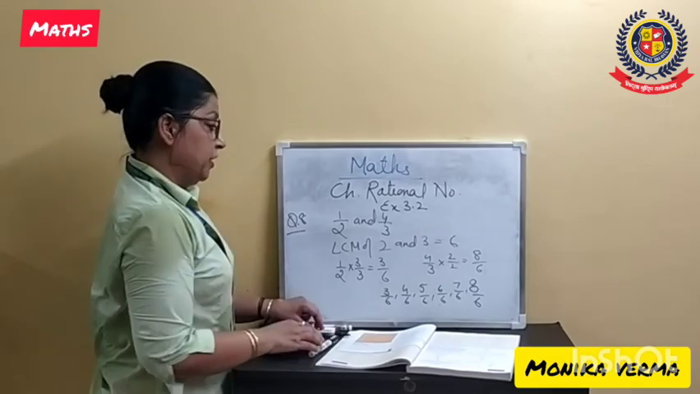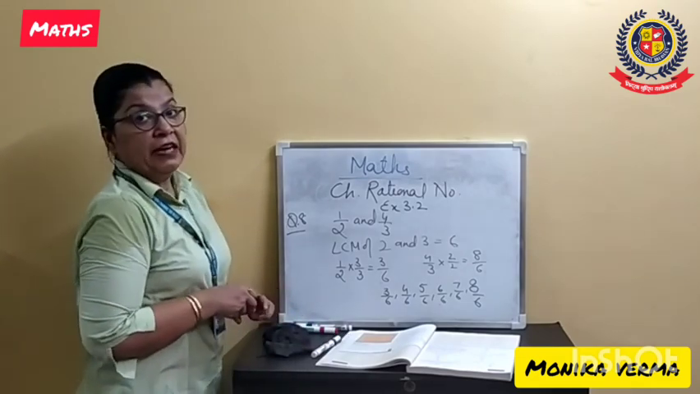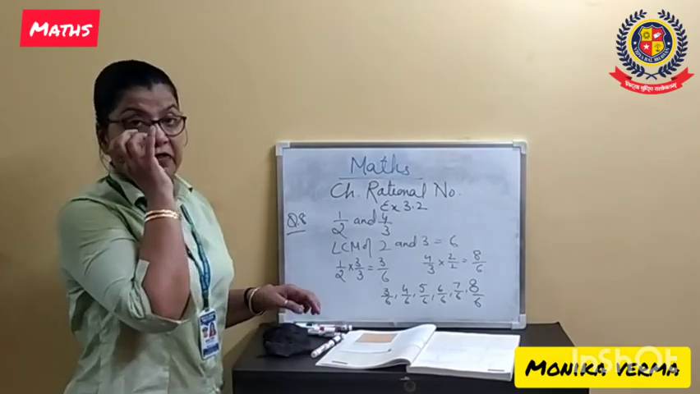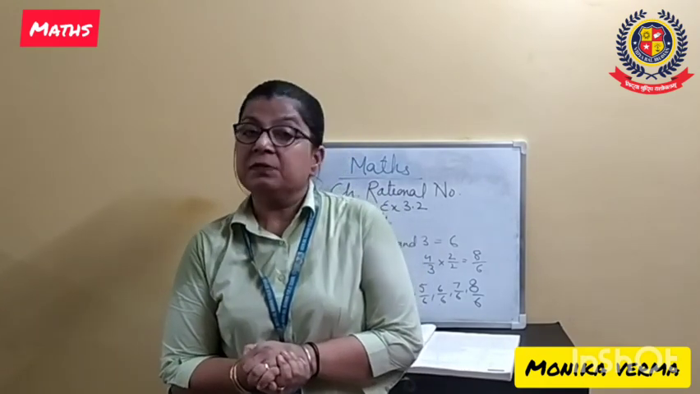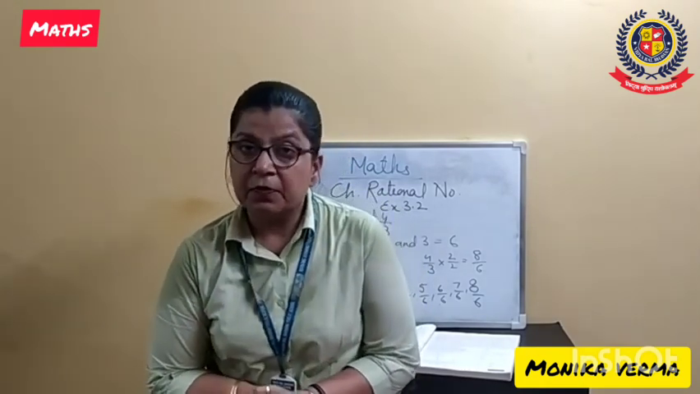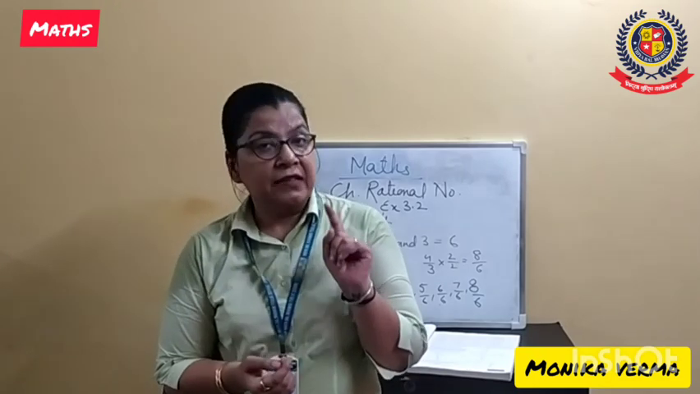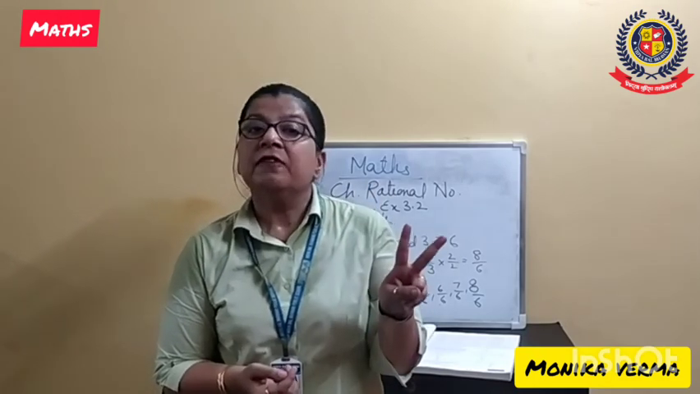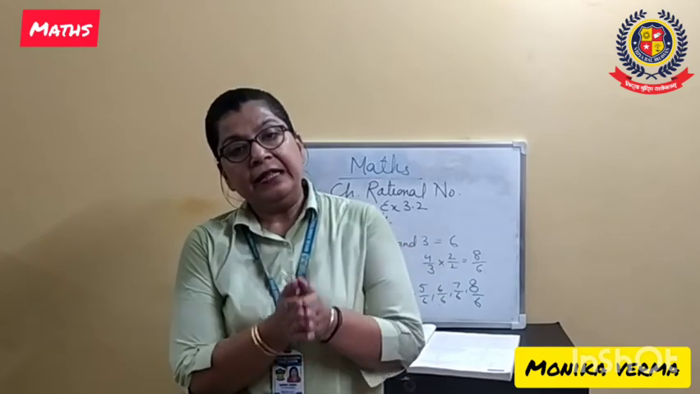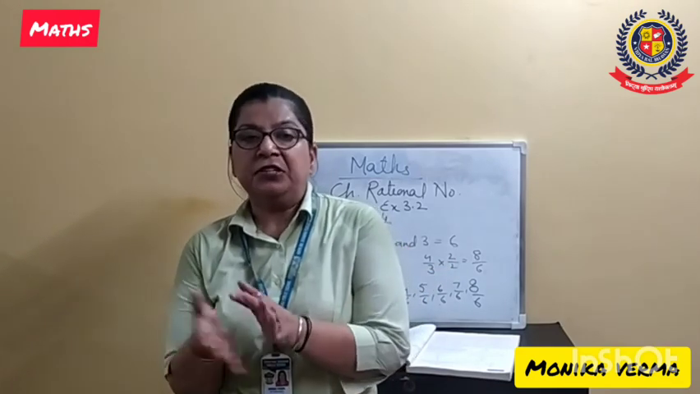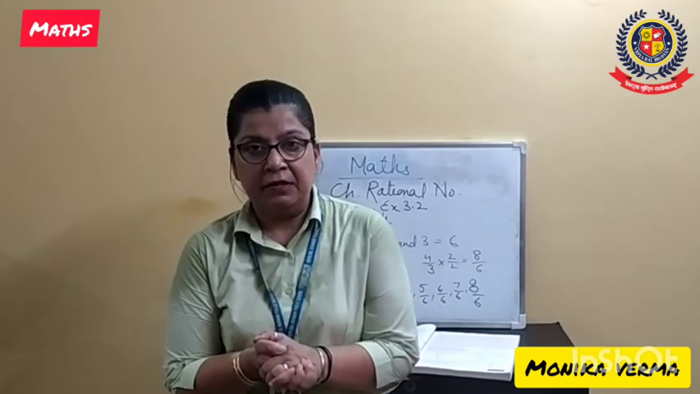What we have learned today, we have done this activity that whenever 2 rational numbers are given, we can find infinite rational numbers between them. And what is the procedure? First, we will take the LCM. Second, we will make the denominators equal by making equivalent fractions. And then we can write fractions or rational numbers between them.